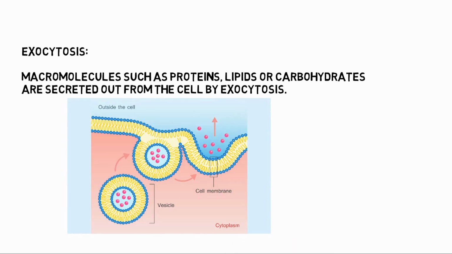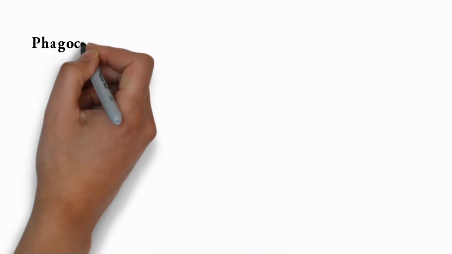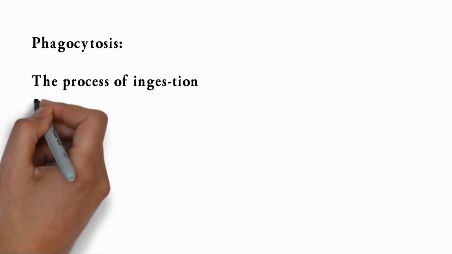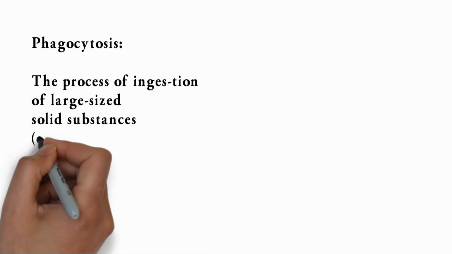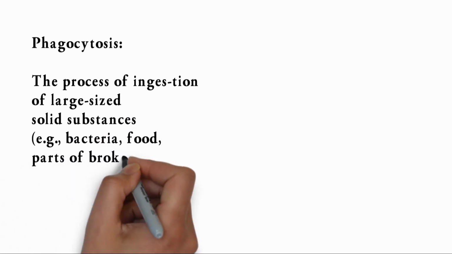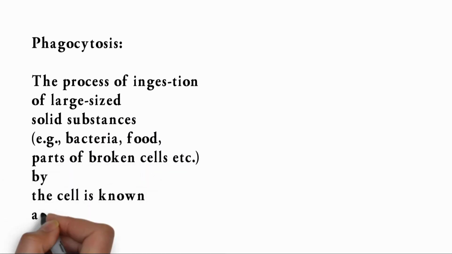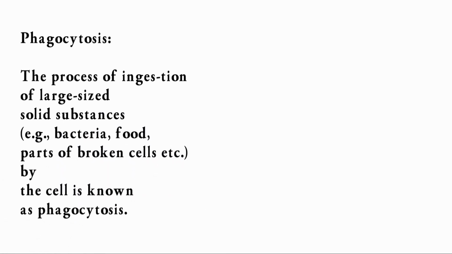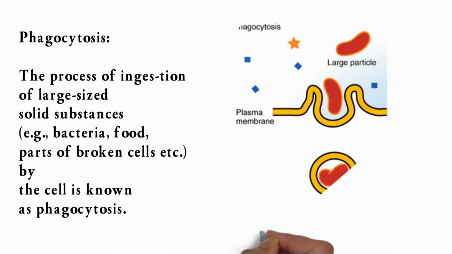The next process of transporting macromolecules is phagocytosis. So we define phagocytosis as process of ingestion of large size solid substances. These substances may be bacteria, food and broken cell parts.